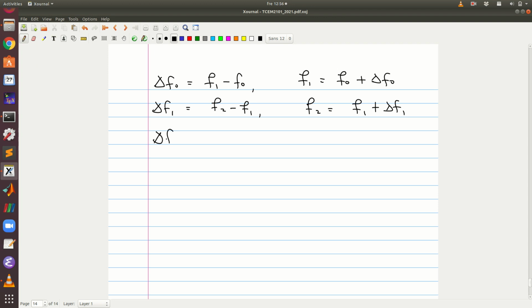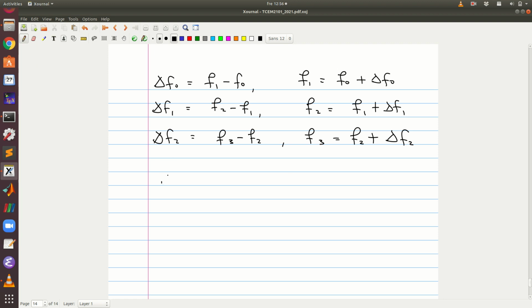The forward difference at f2 is f3 minus f2, and then we can make f3 the subject and write it as f2 plus the forward difference at f2. Okay, and so on and so on.